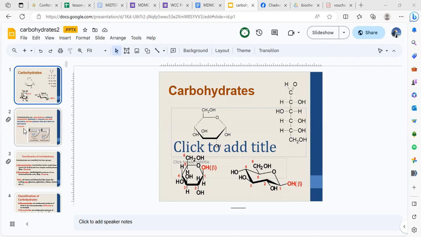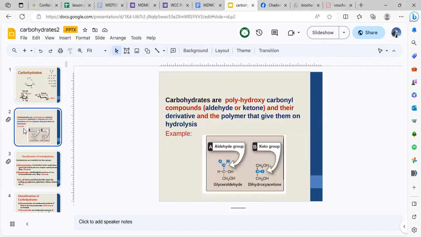Okay. So as an introduction, carbohydrates are polyhydroxy carbonyl compounds, meaning you have the C double bond O. So that's the carbonyl group. So either you have an H attached to it or it's the bridge between two carbons. Okay. So their derivatives are also considered carbohydrates. And if these structures combine, you form polymers. So the polymers are also considered carbohydrates.